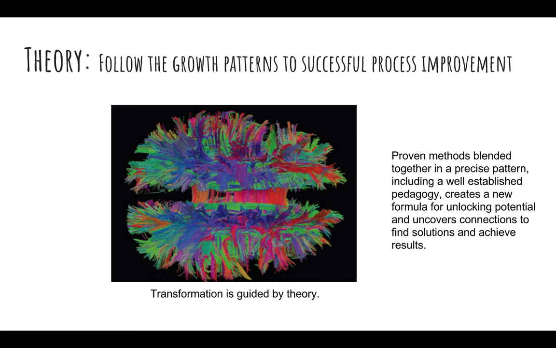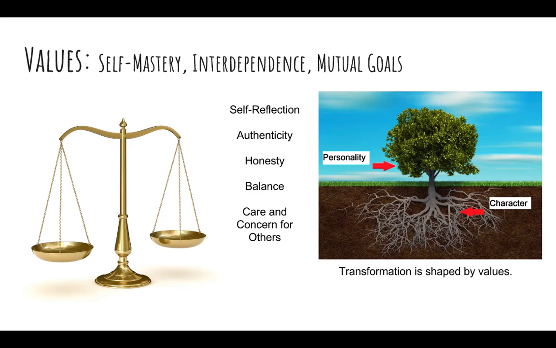All of these steps within the connectedness method are proven methods. The newness is blending them in a very specific way so that you establish the potential, uncover connections, and find solutions to achieve the best results, either within your team, within the business unit, or organization-wide. The values needed to be successful when completing the connectedness method are being able to self-reflect, being authentic and honest with who you are, and genuine care and concern for others. If you are working on your best self and being the best teammate you can, all of these values are going to be required.